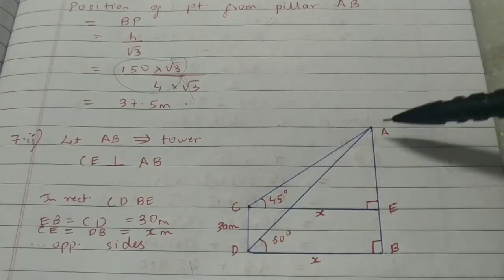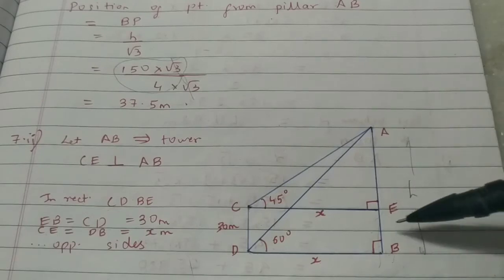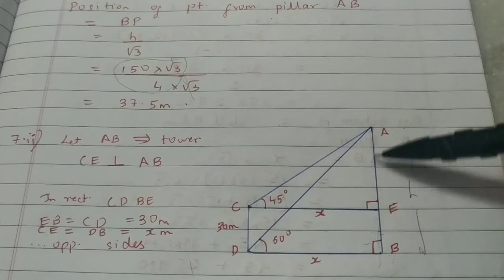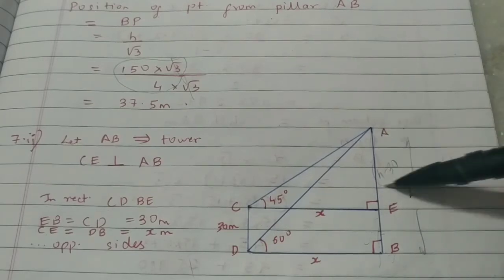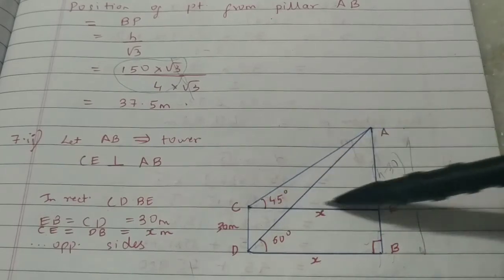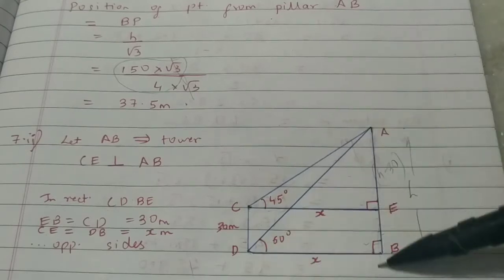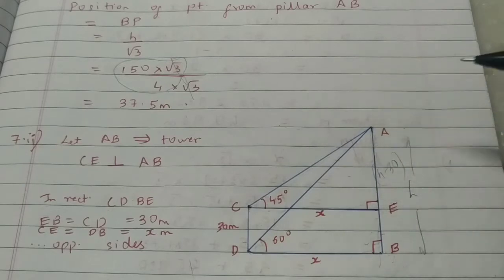One method is to assume the height to be H entirely. Now EB is obviously 30, opposite sides of a rectangle, right? So AE will be H minus 30. So find the value of CE in this triangle. Find the value of DB in the big triangle using tan, of course, and solve further. But I'm not going to use that method.